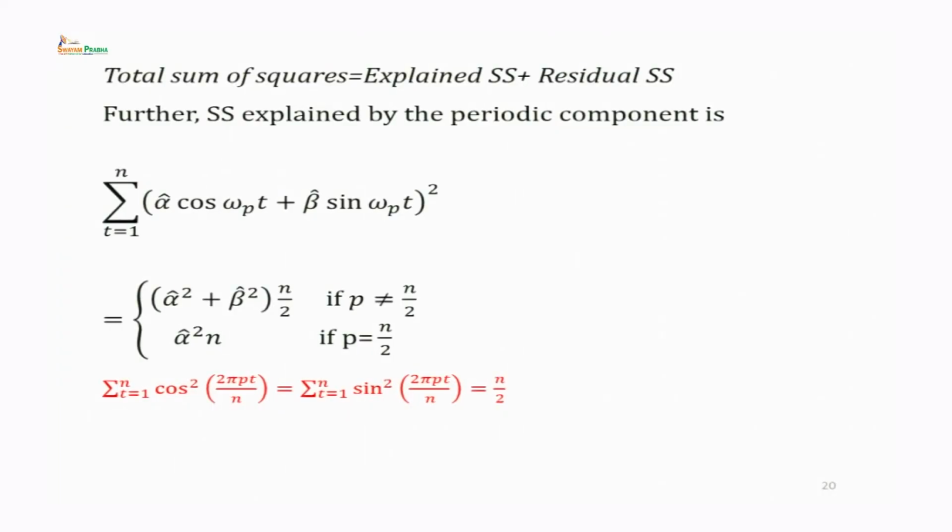Then we have also discussed the fitting of a sinusoidal model, where your y t consists of just a single periodic component, and then we have fitted it, and then we have observed that the explained sum of square is alpha hat square plus beta hat square times n by 2, and what is alpha hat square plus beta hat square? This is the square of the amplitude of your sine and cosine wave. So, you can decompose the total sum of square into explained sum of square, sum of square explained by the sinusoidal component, and the residual sum of square.